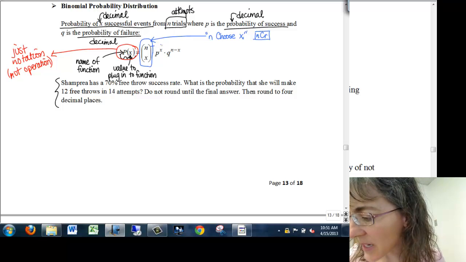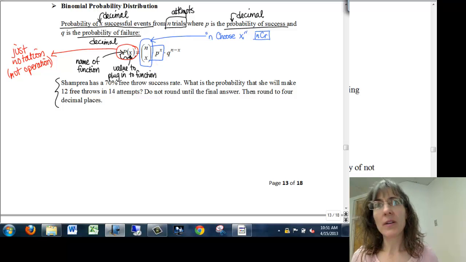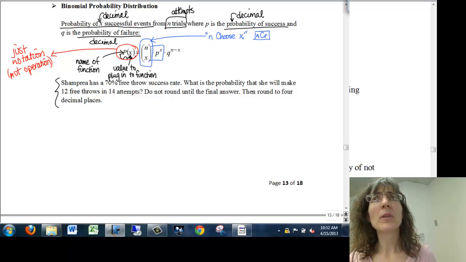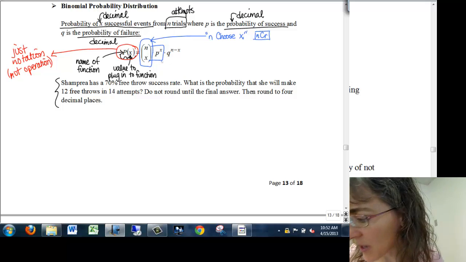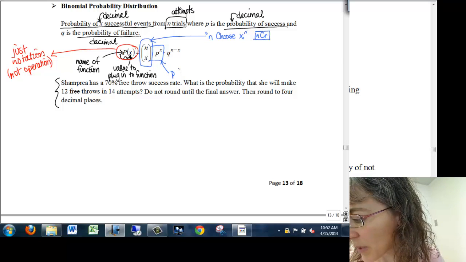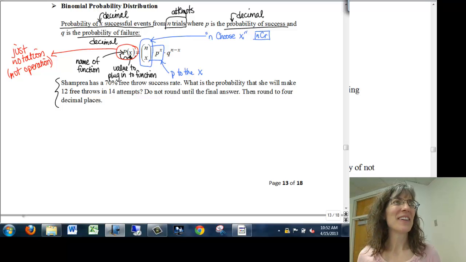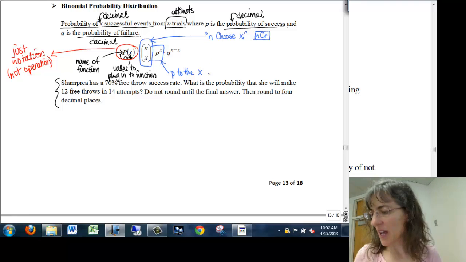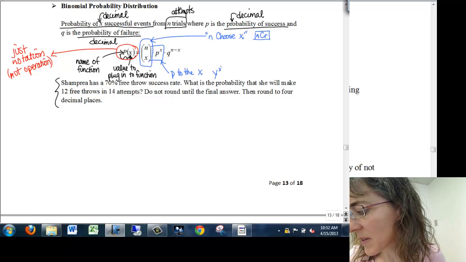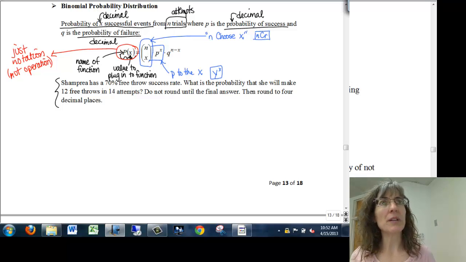What about this next part here? How would I say that? P to the x or p to the power of x. Very good. P to the x. And do you remember where to find to the on your calculator? Y to the x you might have. What else? Some other people have a different button. Do you remember what it is?